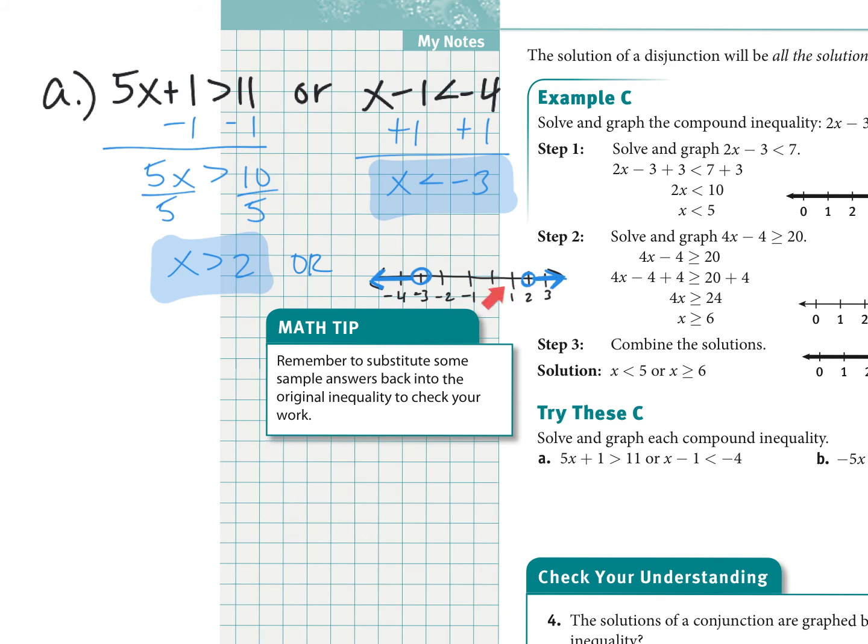Remember, disjunctions is not one solid area. It's kind of like moving in two different areas. You want this or that.